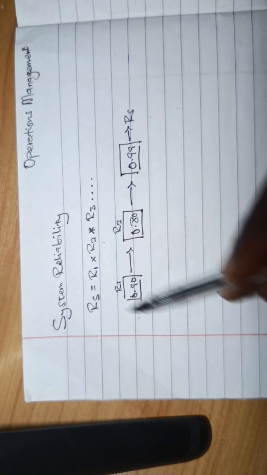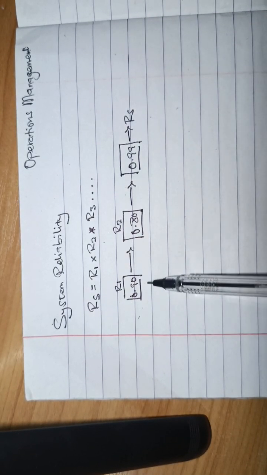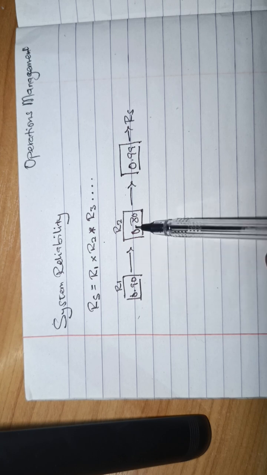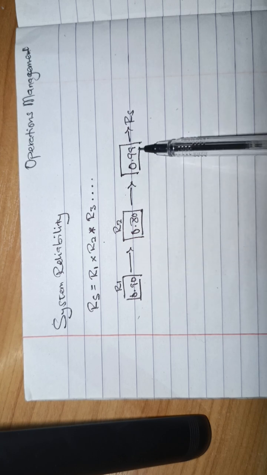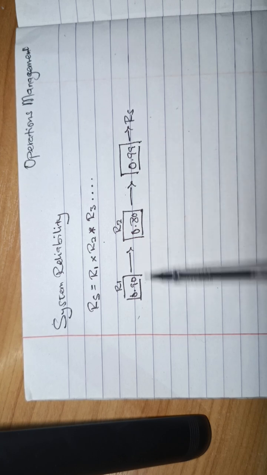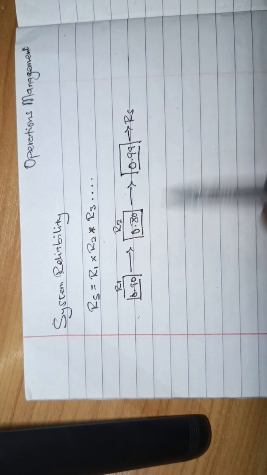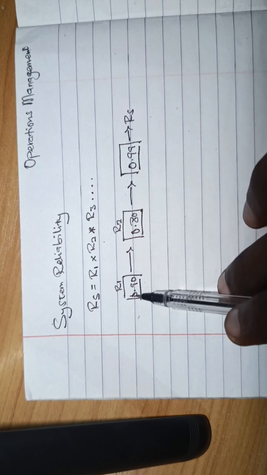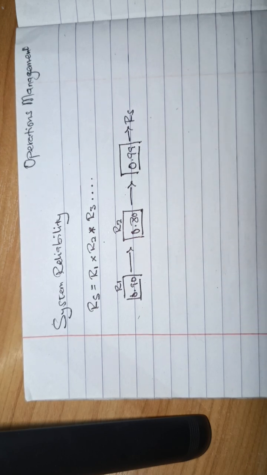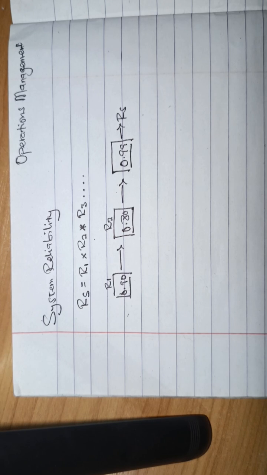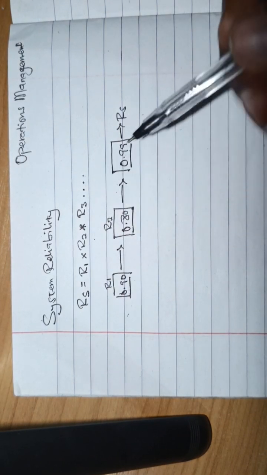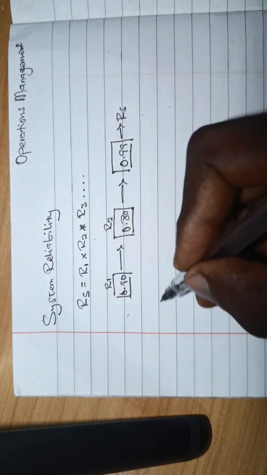Now look at the layout. You see that we move from R1 to R2 to R3. So in this case, it's in a series form. Series basically means it's related. From here, you go here, from here, you go here. So this is in a series form, or in a straight line form. In this case, calculating the reliability of the system is very easy.